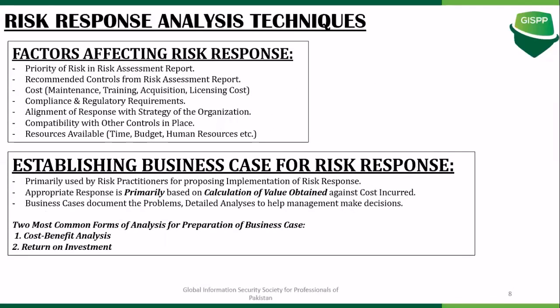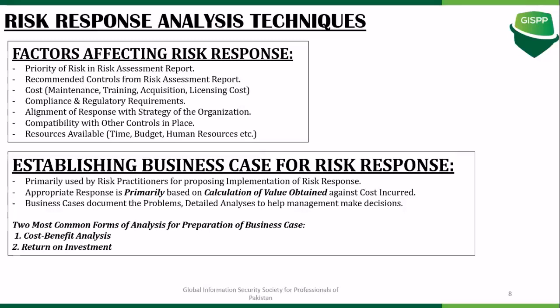Now we have seen all the risk responses. The next part is to check what are the analysis techniques for the various risk response options. The first thing that we have to think of is what are the factors affecting risk response. First, you have to check the priority of risk in the risk assessment report. Once you have the risk assessment report, there will be a kind of risk map that will indicate the priority of all the risks that are included in it.